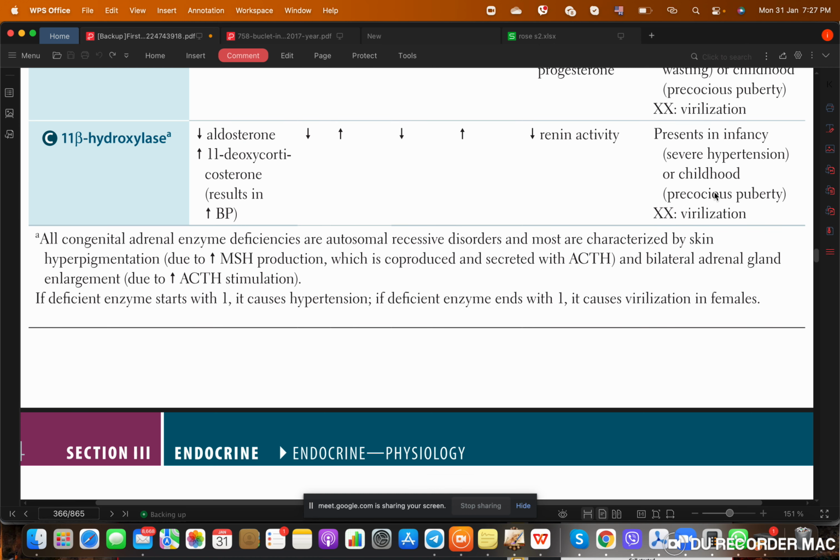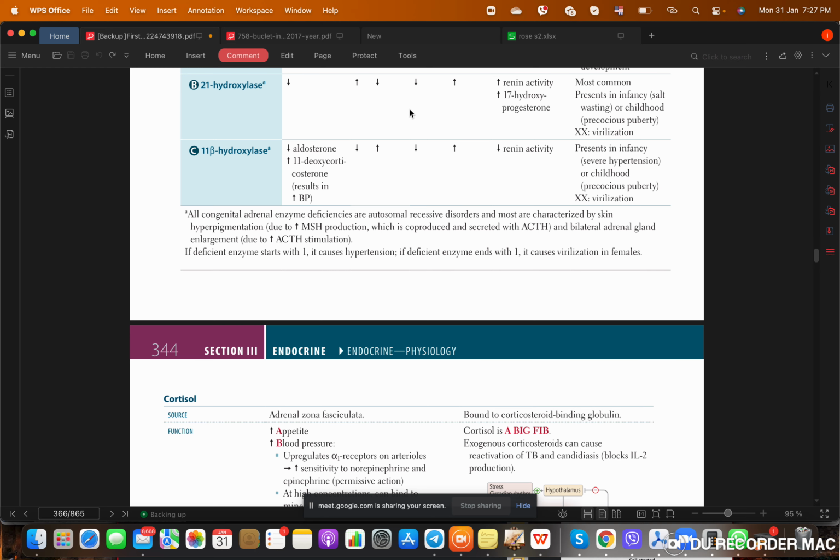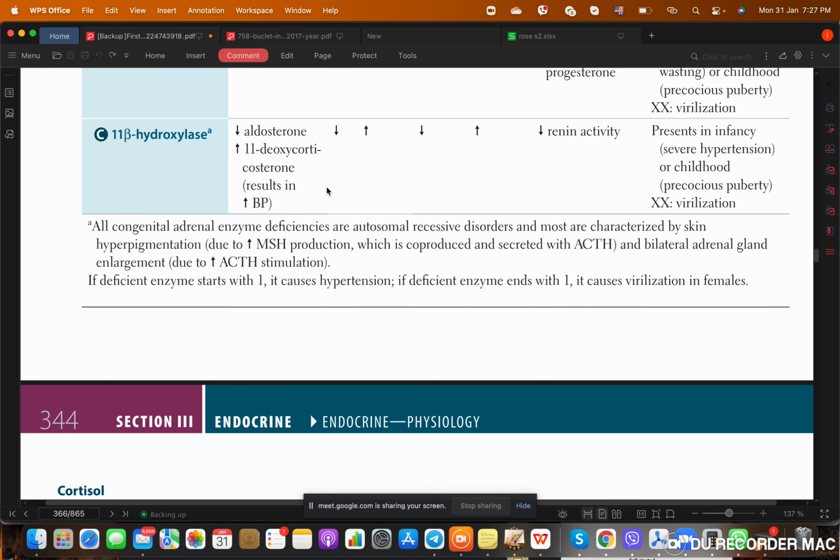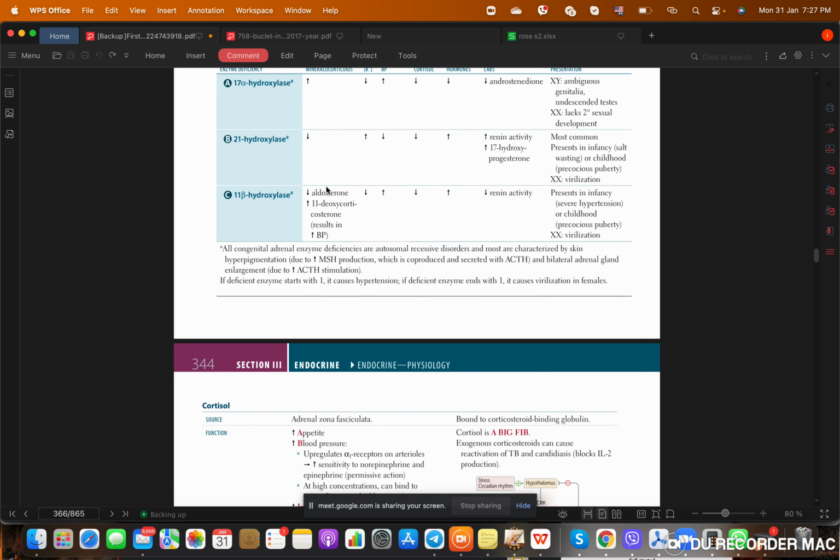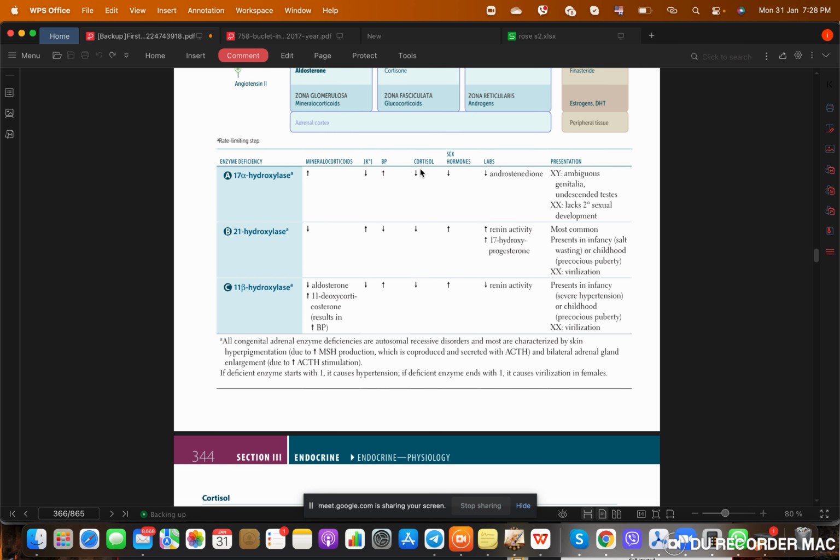And it presents in infancy with severe hypertension, or in childhood. Why? Because of the precursor. And precocious puberty. Why? Because of the sex hormones. And in ladies, it can have virilism. Good. Nice. All of these diseases are autosomal recessive diseases. All of these diseases can have hyperpigmentation. How come? Because if you have a decrease of any of the products, what hormone will be increased? ACTH, which is co-produced with MSH. And that leads to the hyperpigmentation.